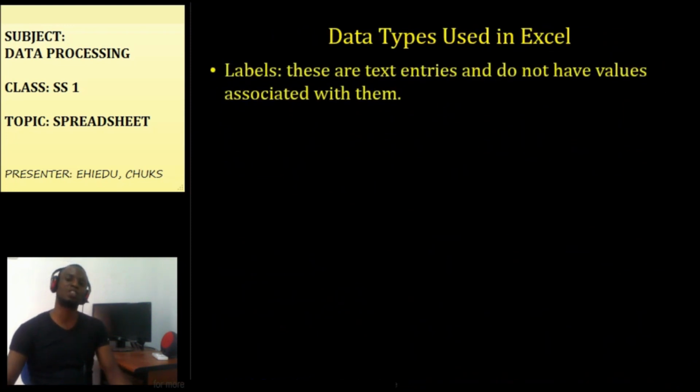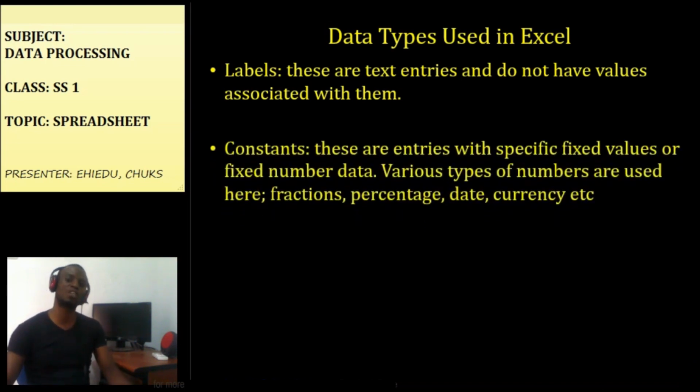Okay, now what are the types of data used in spreadsheets? What are the types of data used in Excel? First of all, you have the labels. These are more of text entries and do not have values. Like when you say name, first test, and the rest of them. I'll show you that in the course of this class.